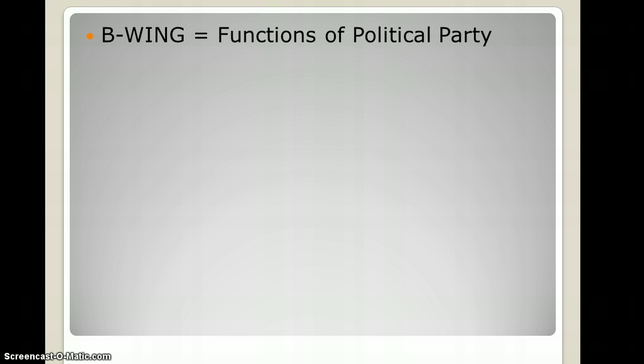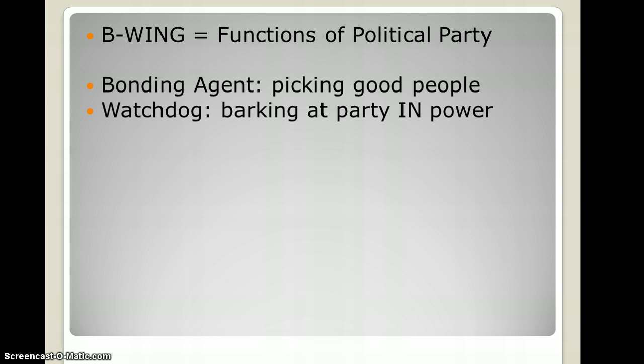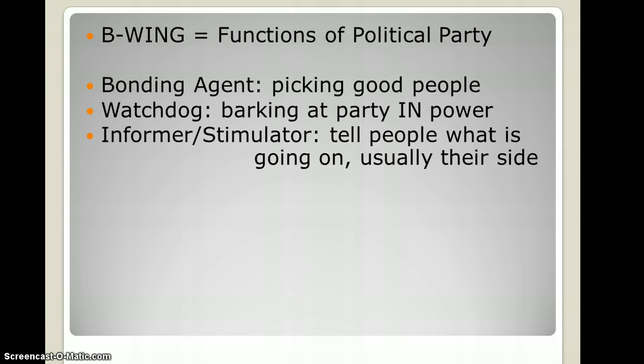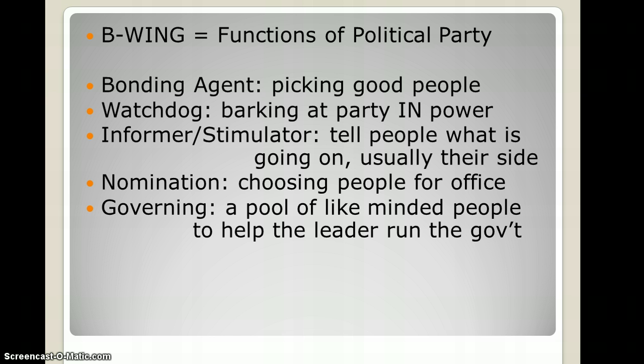Again, in summary, we have the five functions of a political party. First, bonding agent, where you're trying to pick good people that won't embarrass the party and do a good job in its role. Watchdog: the party out of power is going to be more or less barking or complaining about the party in power, trying to convince voters to put them in power. Informer stimulator is basically communicating to people and voters to vote for them, but also to activate them to participate in the process by volunteering for them. Nomination function is choosing people for office. And then finally, the last one, governing function, a pool of like-minded people to help the leader run the government.